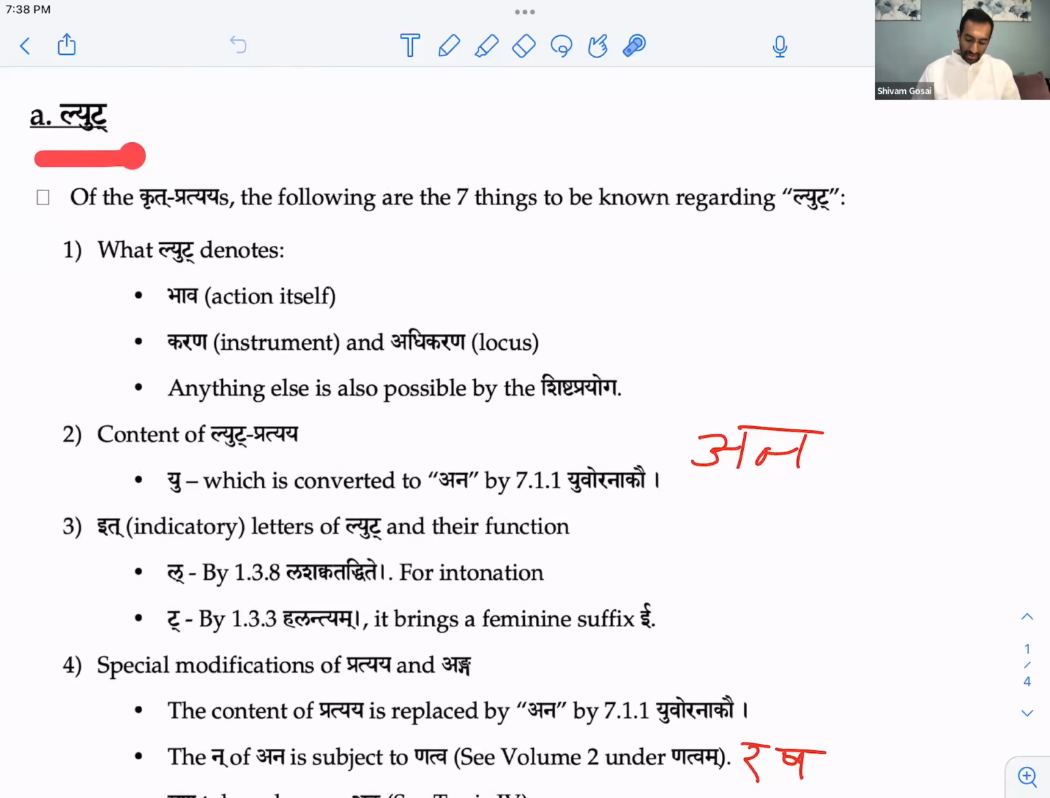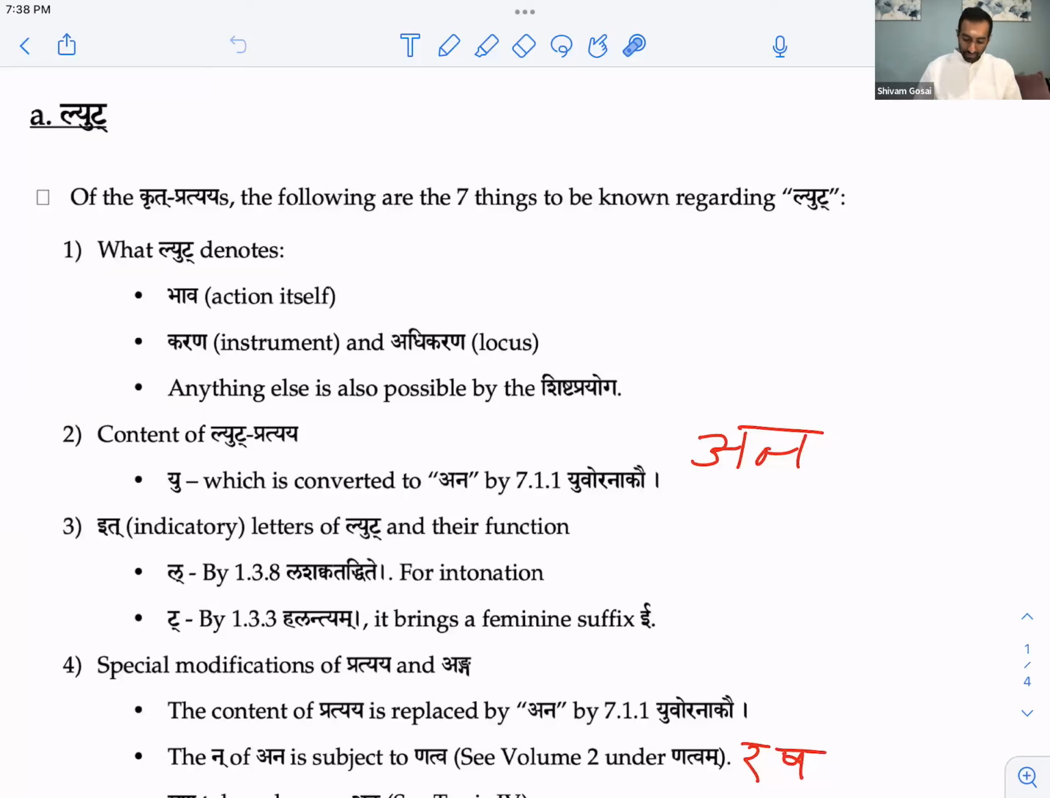So as we were saying, lyut, you can repeat after me: lyut, lyut. Okay, so I'll just go over this quickly, Harprasadji, and then we can come back to your question in a moment.